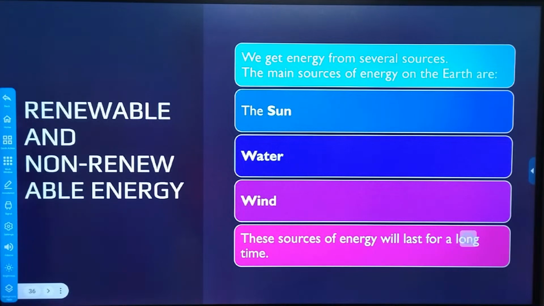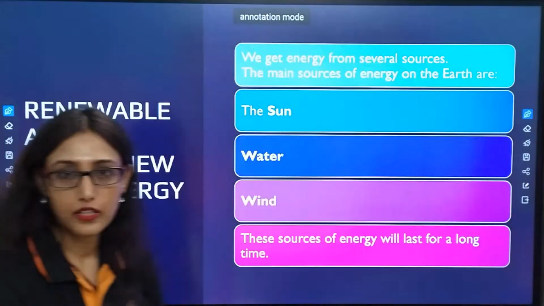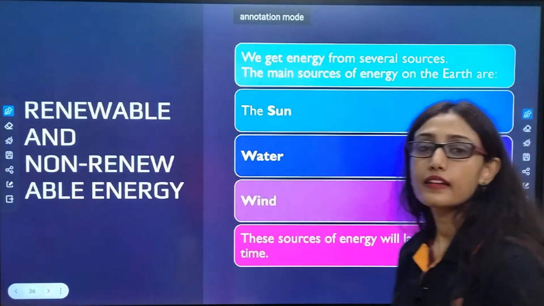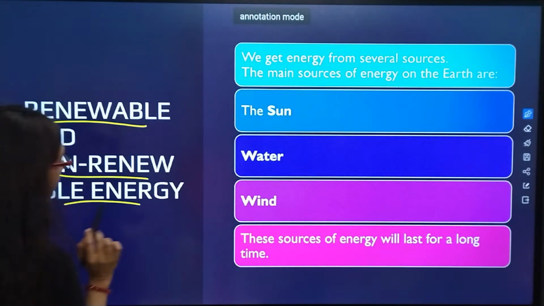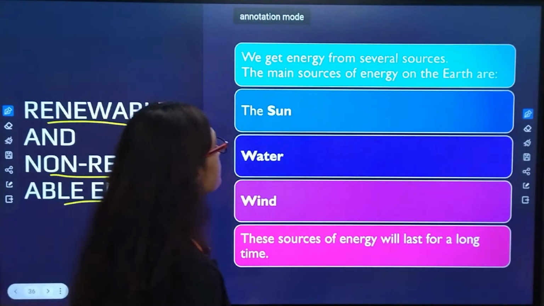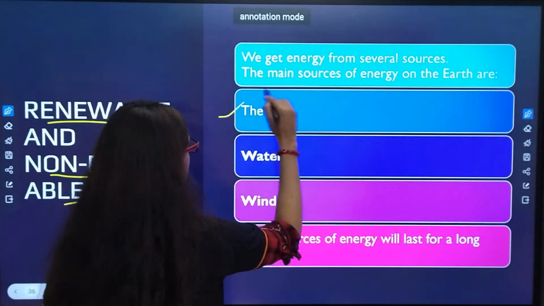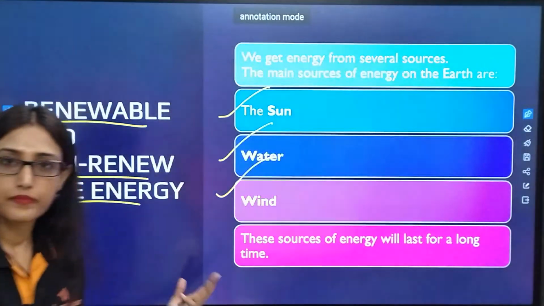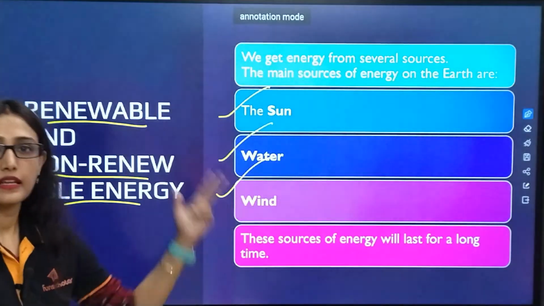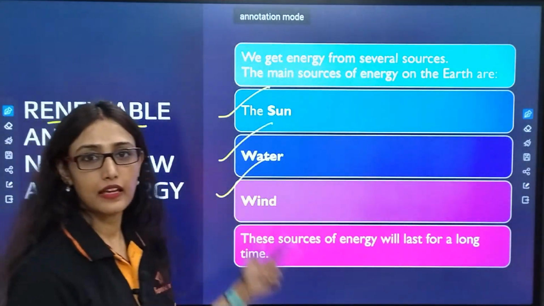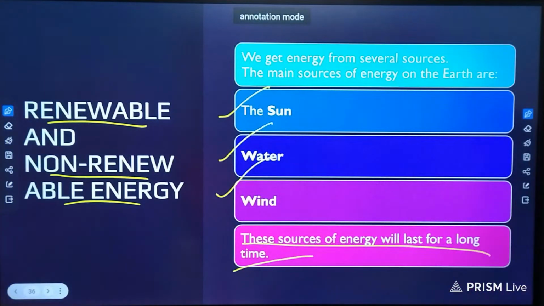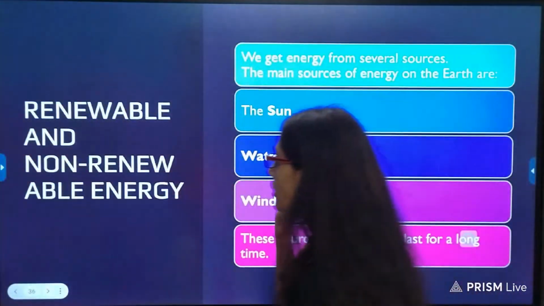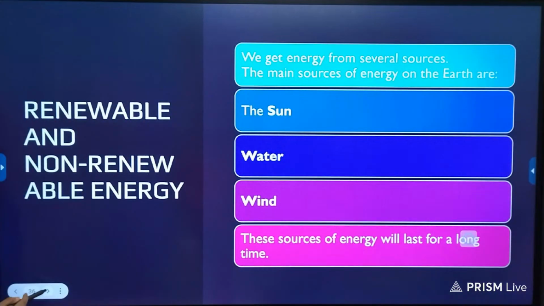Okay. Renewable and non-renewable energy. I have already told you this also. Renewable means that can be used again and again, and non-renewable means they have a limit. So the main sources of energy on earth are sun, water, wind. They are unlimited and can be used again and again. So these sources of energy will last for a long time, isn't it? So these are all renewable sources of energy.